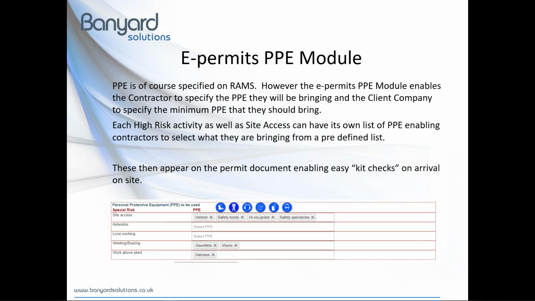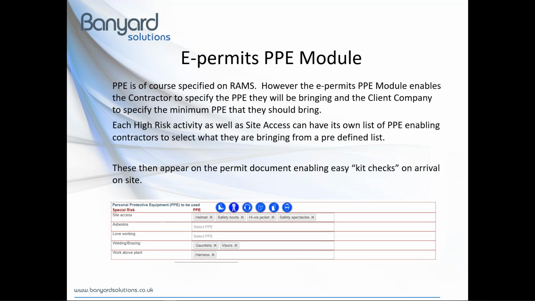Each high-risk activity, as well as the site access, can have its own list of PPE, so that enables people to select things from predefined lists, and these then appear on the permit document, enabling easy kit checks, as it were, on arrival. And you can see at the bottom here, there is an example of multiple activities, so site access, asbestos or lone working or welding and brazing, working above, and each of these have their own PPE lists. And if you wanted to add to it, you can simply select the item that you require from that list.